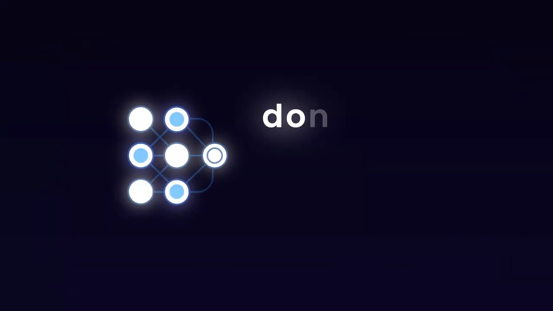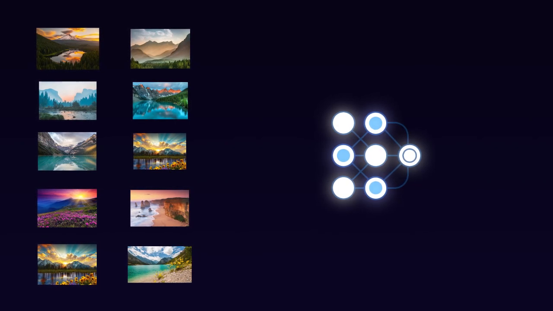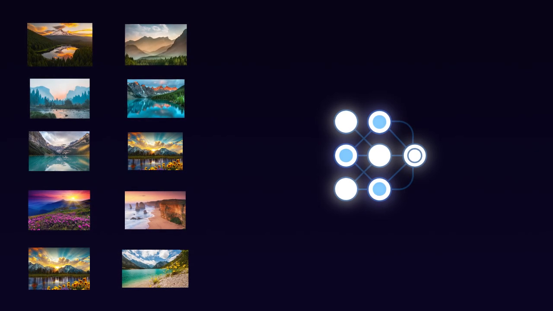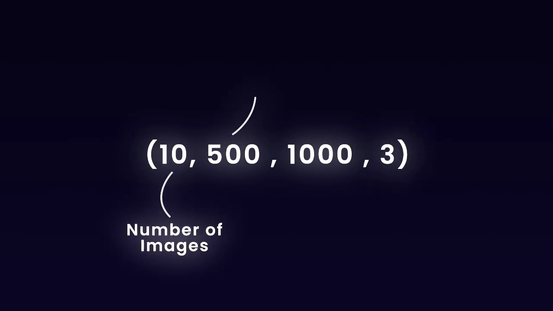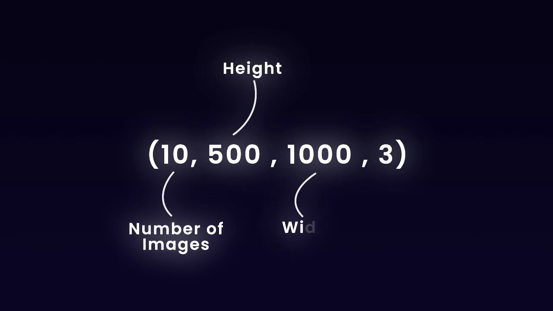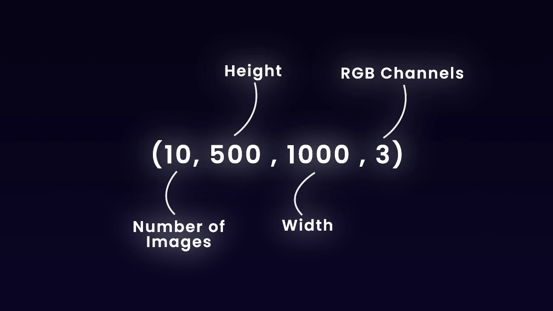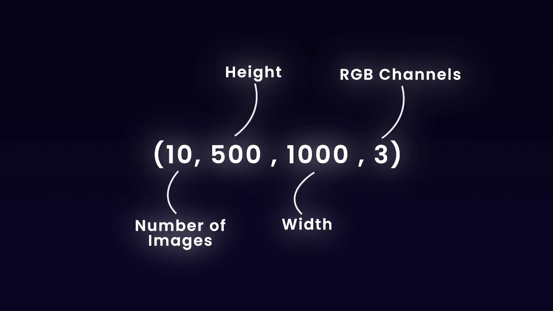Now let's convert this image into an input tensor. Models don't process one image at a time. They process images in batches. So if we have 10 images like this, how can we give these images to the model? We need an input tensor like this: 10, 500, 1000, 3. Here 10 will be my batch of images, or number of images, 500 is height, 1000 is width, and 3 is my RGB channels. Now this is my input tensor. This is how the batch of images will be sent to the model.